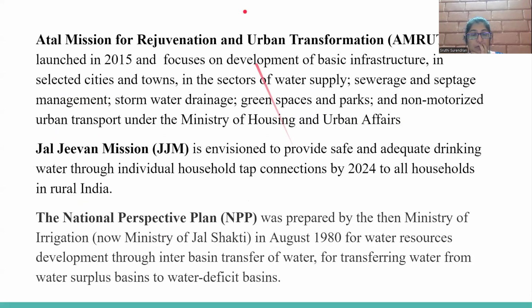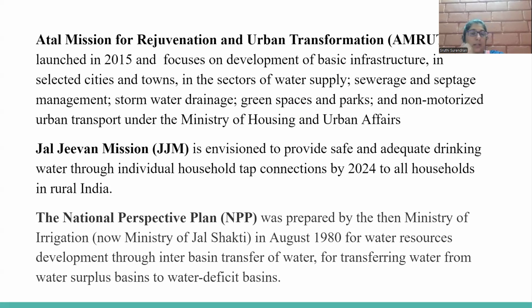So this is the description of the initiatives. The first initiative is Amrut, Atal Mission for Rejuvenation and Urban Transformation. This was launched in 2015, and it takes care of basic infrastructure for certain towns and cities in the water supply sector. Not just tap water, it takes care of sewage water, treatment of sewage water, stormwater management, provision of water in parks, developing parks and spaces, and non-motorized urban transport.